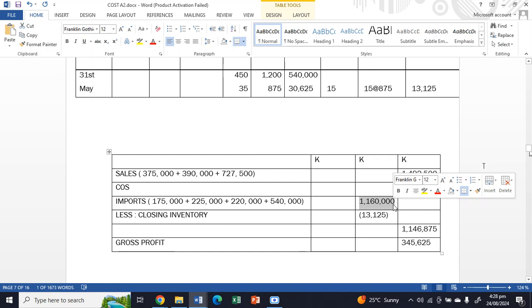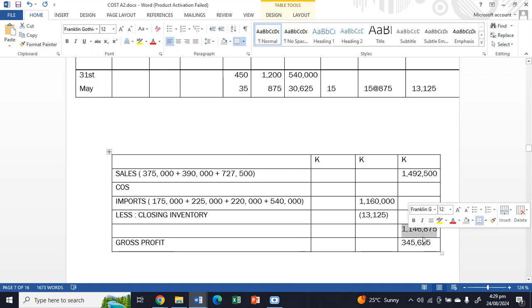1,160,000. Okay. This is the total cost of all the goods that we have which were available for sale. So in order to get the cost of the goods that were sold, we need to deduct the closing inventory because you cannot make a profit out of goods that you didn't sell. That's why we're deducting the closing inventory. So 1,160,000 minus 13,125 gives 1,146,875.